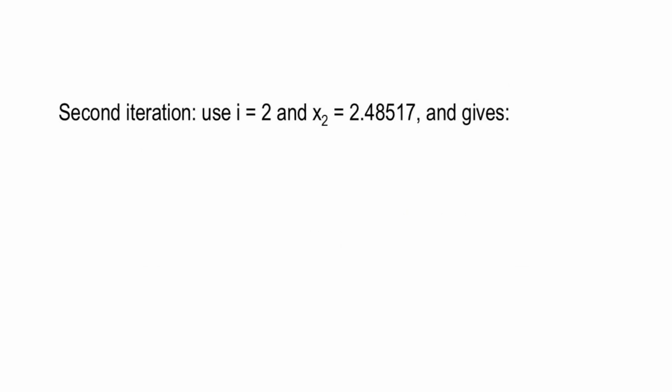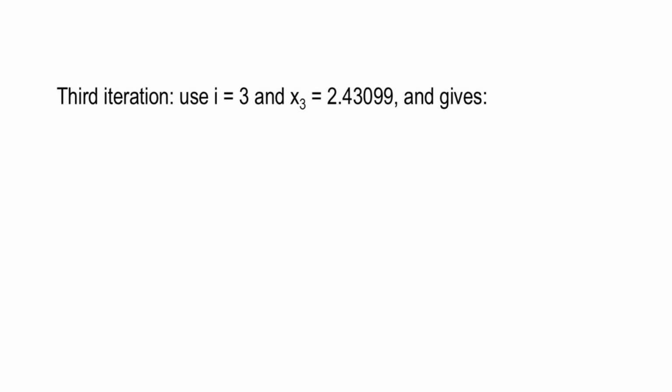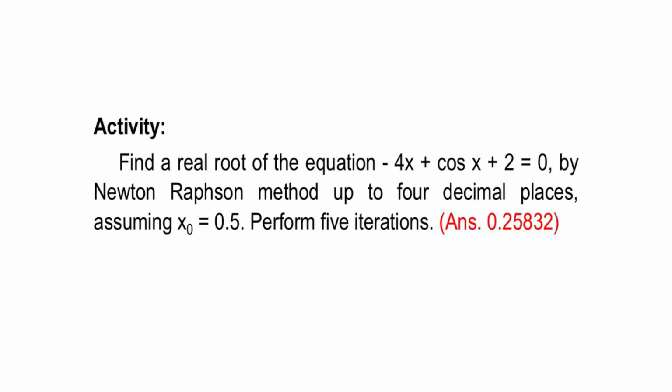2.48517. To continue, for our second iteration, use i equal to 2 and x sub 2 will be 2.48517, and it gives the value of x sub 3, which is 2.43099. And then for our third iteration, again, use i equal to 3, and now we have x sub 3 to be 2.43099, and it gives the value of x sub 4 to be 2.43046.